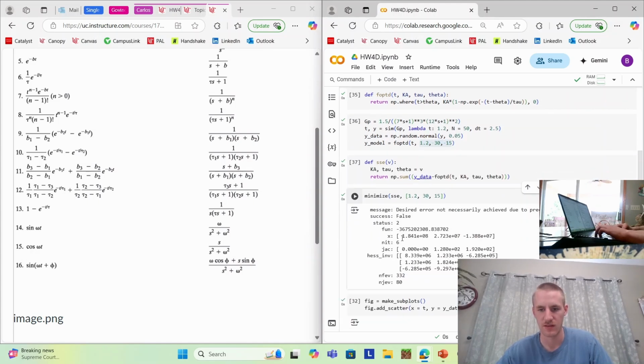So we see we get three values. One of them is negative, and they are all very large. So something went wrong here, to put it lightly. Y model. That doesn't help.